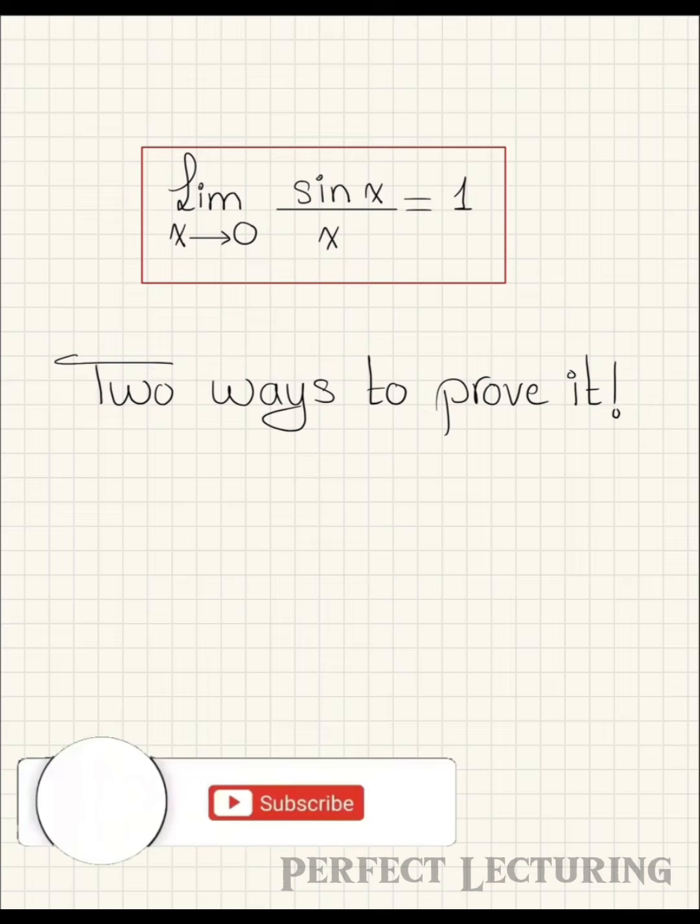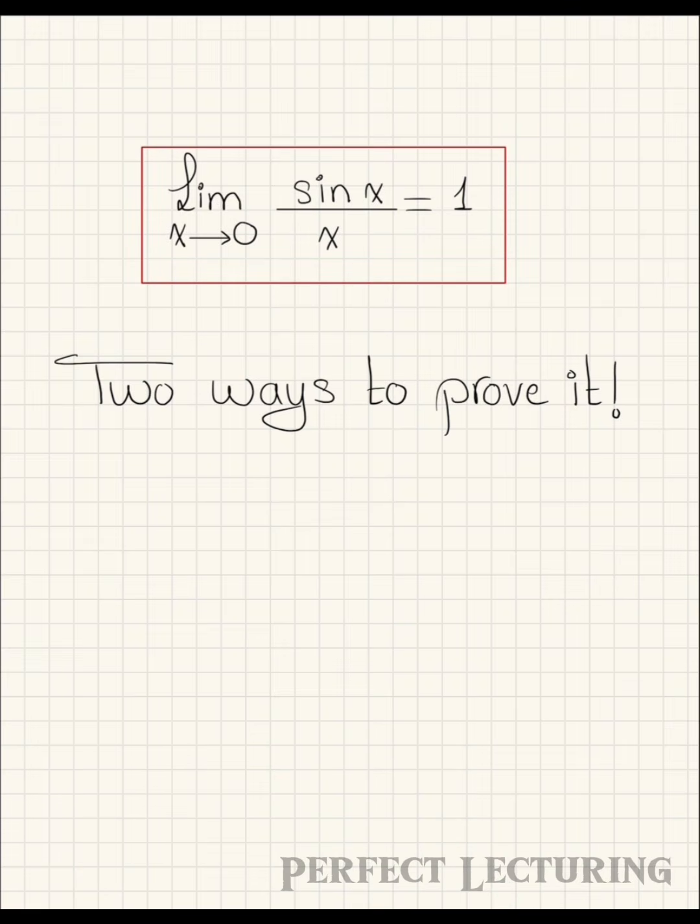Hello everyone. It is known that the limit as x goes to 0 of sine of x over x is equal to 1. This is a formula that we learn when we start doing limits of trigonometric functions. But the question is, what is the proof for that? And that's what I'm going to show you in this video.